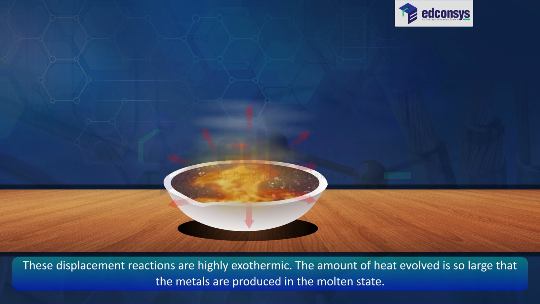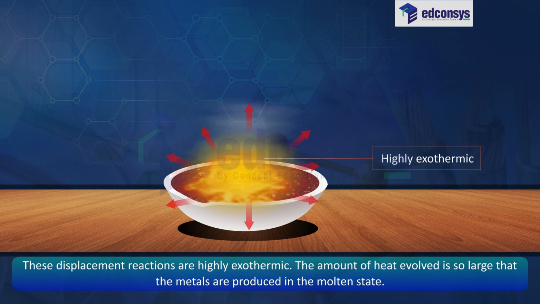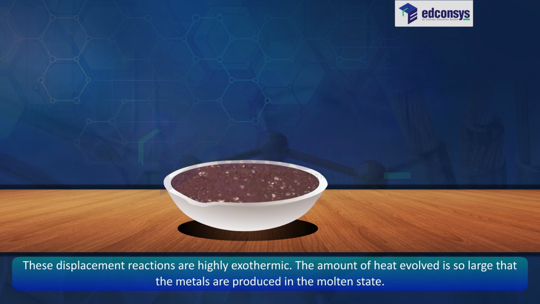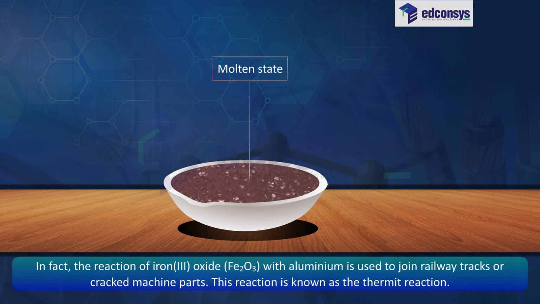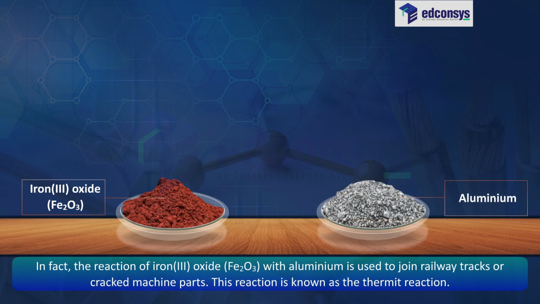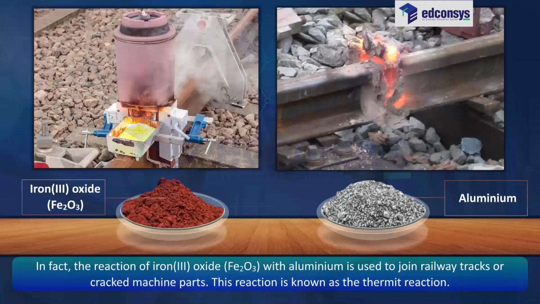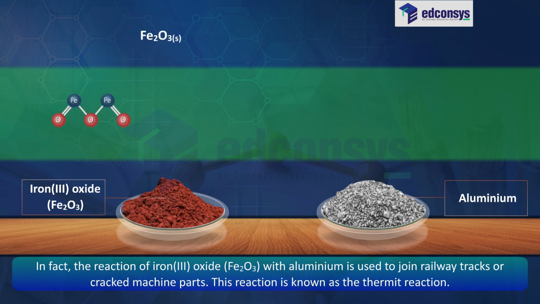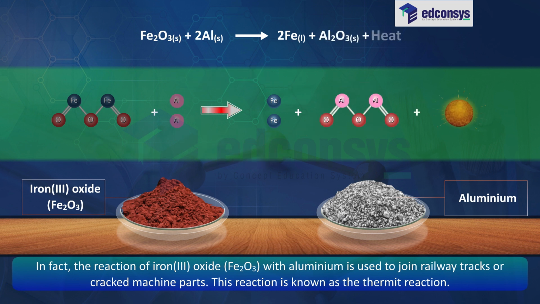These displacement reactions are highly exothermic. The amount of heat evolved is so large that the metals are produced in the molten state. In fact, the reaction of iron oxide, Fe2O3, with aluminum is used to join railway tracks or cracked machine parts. This reaction is known as the Thermit reaction. Fe2O3 + 2Al gives 2Fe + Al2O3 + heat.